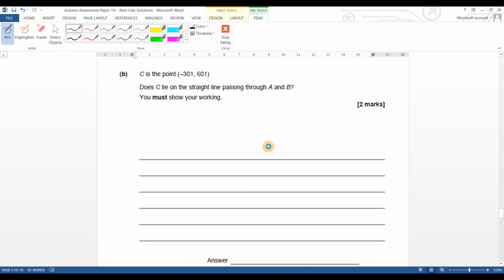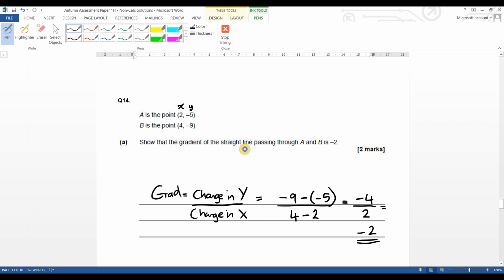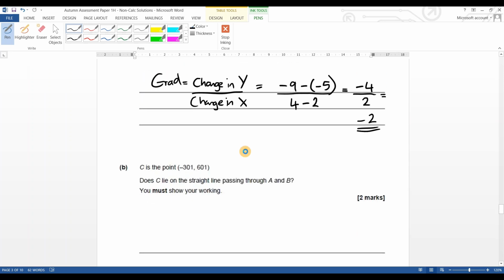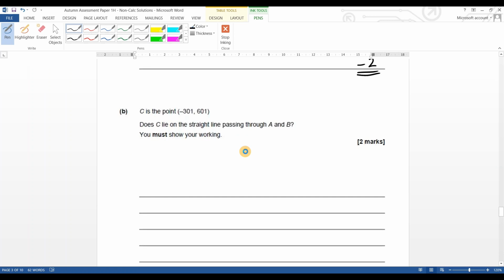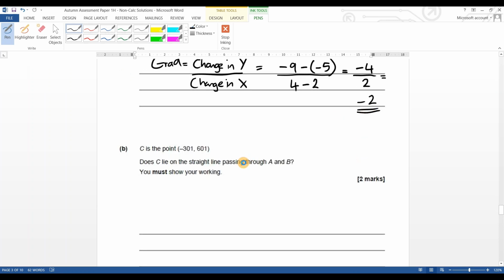Part C says, C is the point (-301, 601). Does C lie on the straight line passing through A and B? You must show your working. So this is a link to previous information. Does C lie on the straight line passing through A and B? If it goes through the same line, then it must have the same gradient. So it's going to be the same gradient as this, definitely, -2.